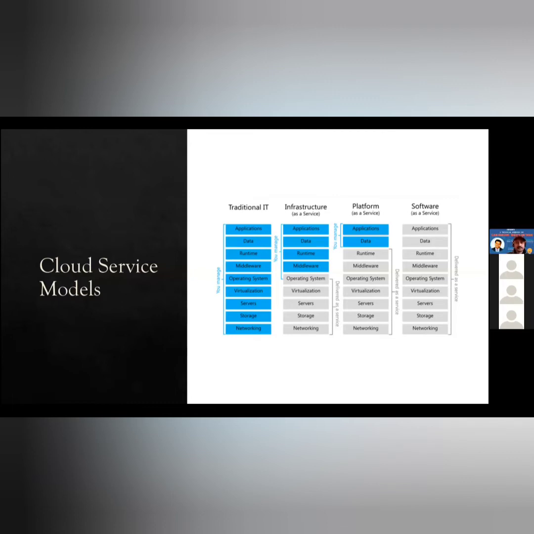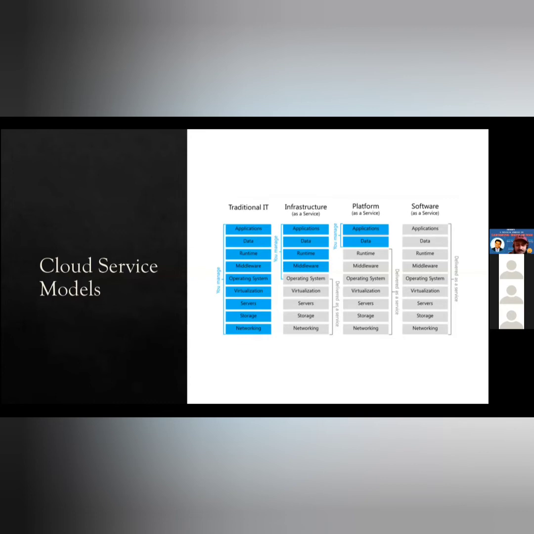Okay. So for infrastructure as a service, the operating system, virtualization, servers, storage, and networking are all already delivered. We don't need to worry about this. All we need to worry about are the applications, the data, the runtime, and the middleware. So we have to configure all of this. For platform as a service, we don't need to worry even about runtime or middleware. All of these are already there and managed by the cloud vendor. All we need to worry about is the application and the data.